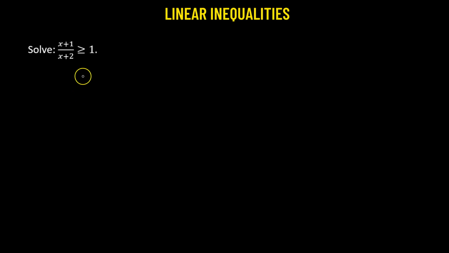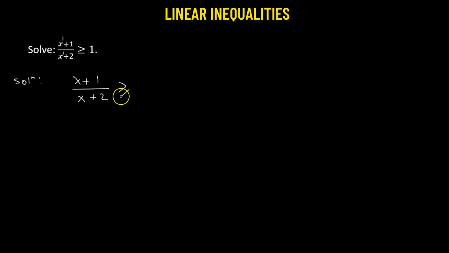Let's solve the following linear inequality. This is a linear inequation. That's because we have an inequality sign involved here, and also linear because if we look at the variable x, its highest degree is 1. So let us begin. So here we have x plus 1 divided by x plus 2.